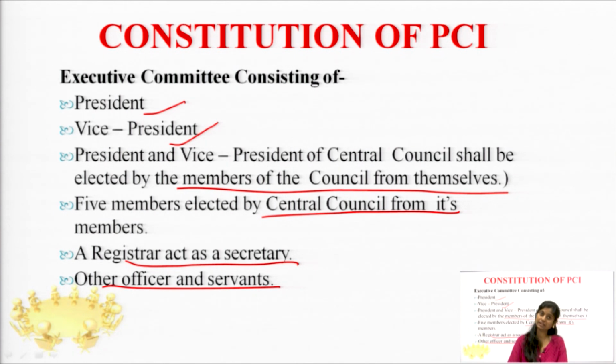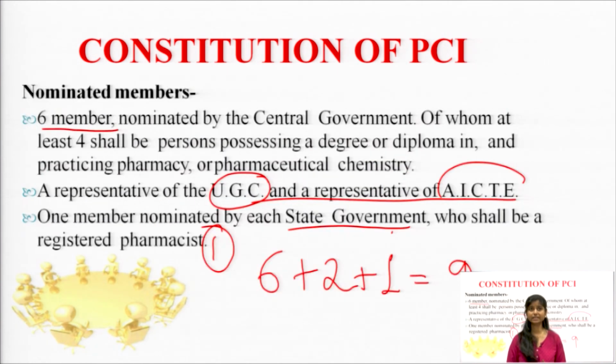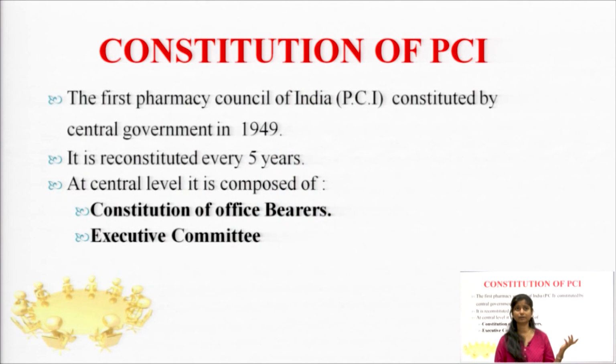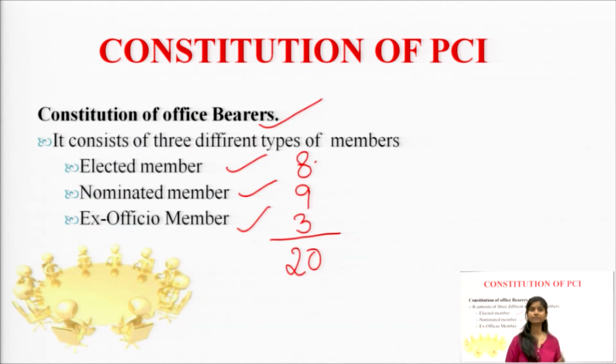So we have seen the constitution of Pharmacy Council of India. I will repeat it once again so that you will get it easily and remember it thoroughly. We have seen the constitution, and it was in 2 heads, that is office barriers and executive committee. In office barriers, there were 8 elected members, 9 nominated members and 3 ex officio members, making in all 20 people.